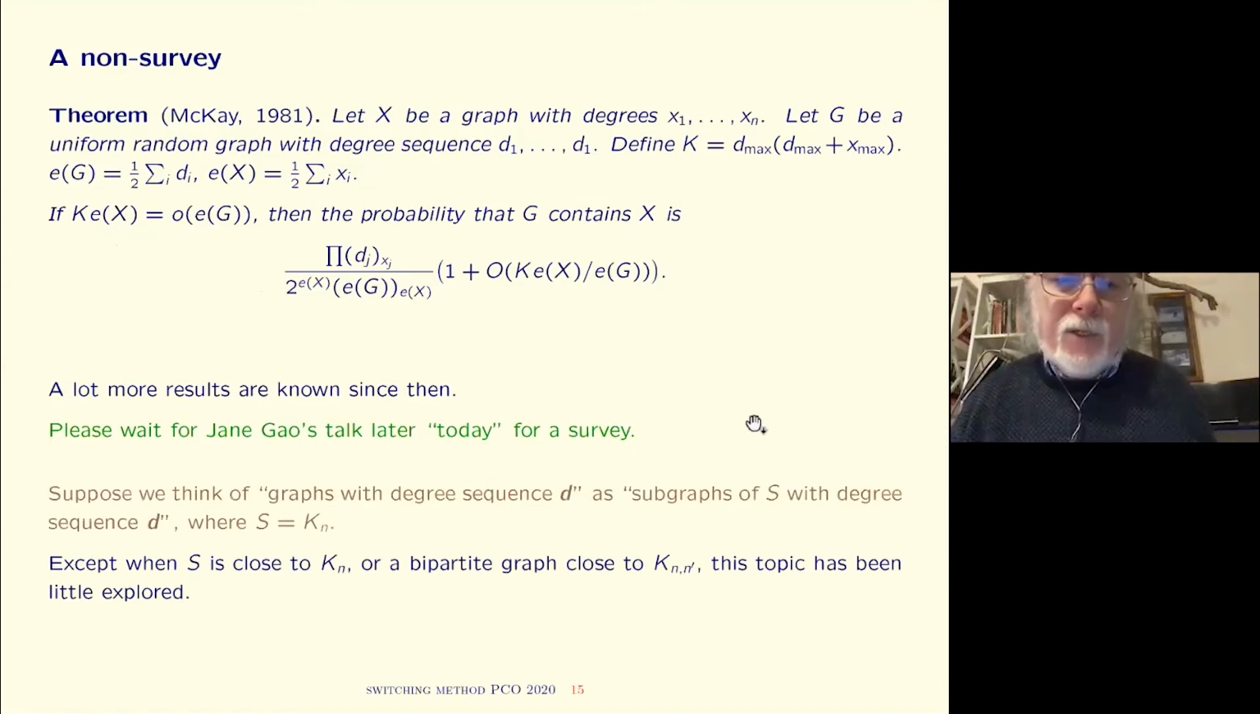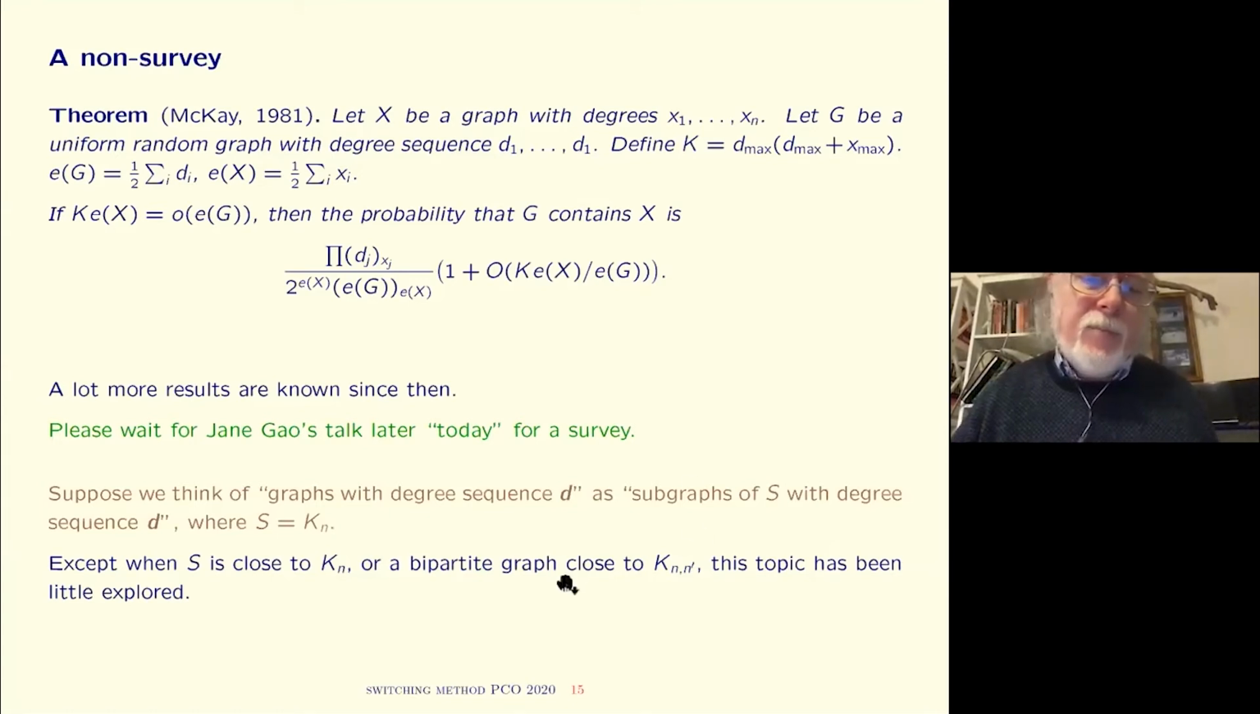But I just talk about a particular new aspect here. Instead of graphs with degree sequence D, think of that as subgraphs of the complete graph with degree sequence D. Isn't any difference? Well, in the theory, we're allowed to take a few edges less than the complete graph, which means we're allowed to specify some edges that are forbidden as well as the ones we want. But the theory so far has not allowed us to take all that many edges away from the complete graph and still perform this calculation.